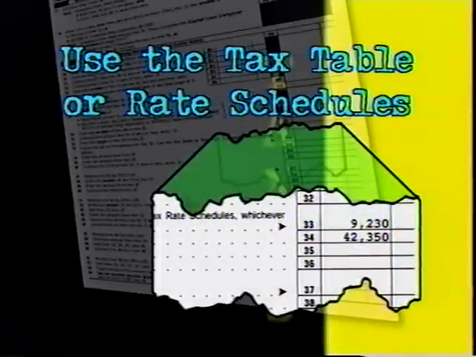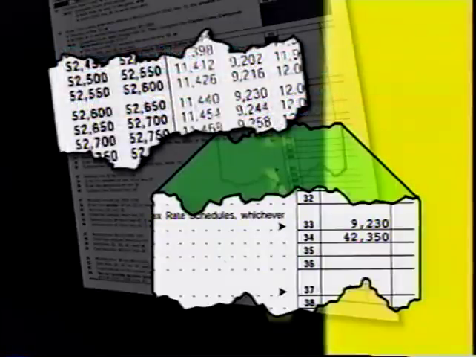Use the tax table or tax rate schedules, whichever applies. We open up our trusty instructions to Form 1040 and consult the tax table. It tells us that, for an amount of $52,648, the tax is $9,230, so we enter this on line 33.